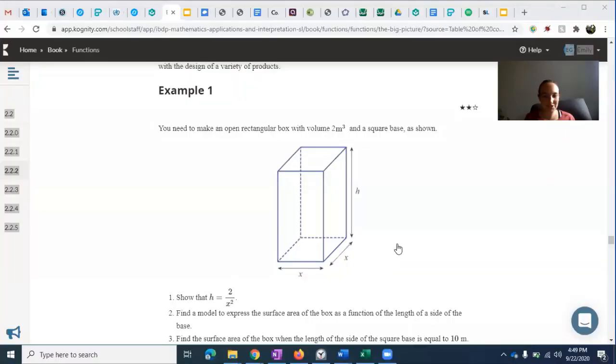All right, so question 2 says, find a model to express the surface area of the box as a function of the length of a side of the base. What is this asking us to do? Well, it's asking us to try and find surface area based on one side of the base, which would be x. So we're going to write a function in terms of x, but we're not going to start there.